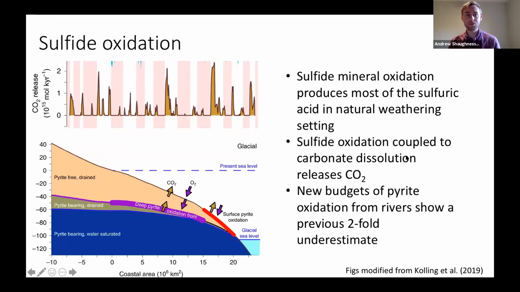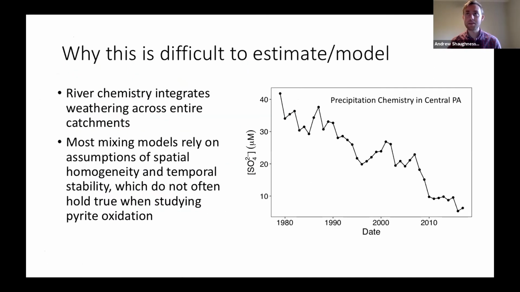This is a really difficult thing to estimate: how much sulfide is oxidizing, or this coupling between these two reactions. Recently in 2018, the global budget of pyrite oxidation was reevaluated and it was found that the previous estimate was twofold underestimated. So what I want to think about with this project is, why is this difficult to estimate, and how can we have better estimations of pyrite oxidation?